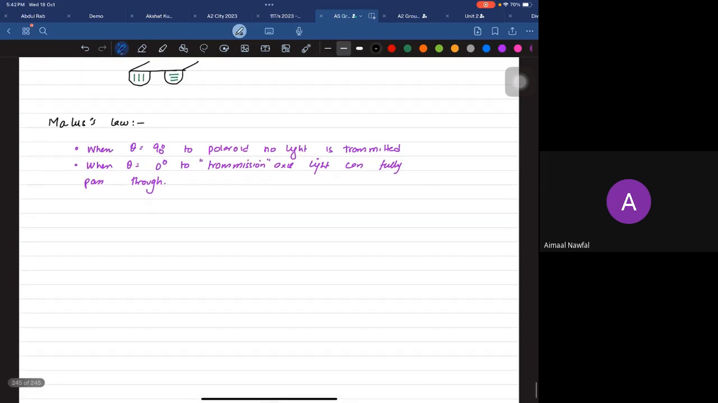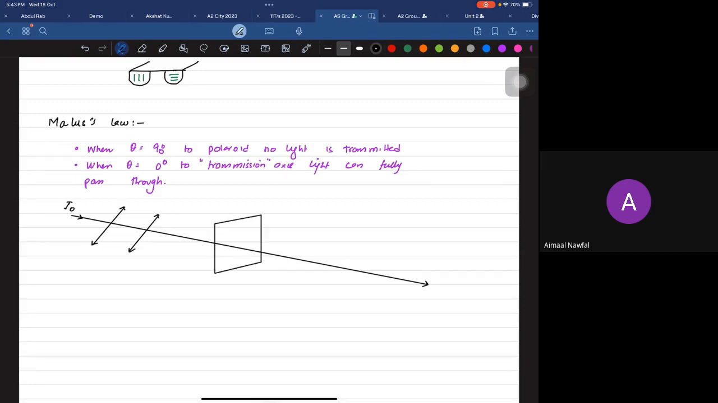Now let's look at this one. Suppose this is the direction of the wave, and there is a wave coming at a certain angle, like that. The intensity of the wave right now is I naught, the initial intensity. You have placed a Polaroid vertically, which means the transmission axis is like that. This is called the transmission axis. Is it clear?